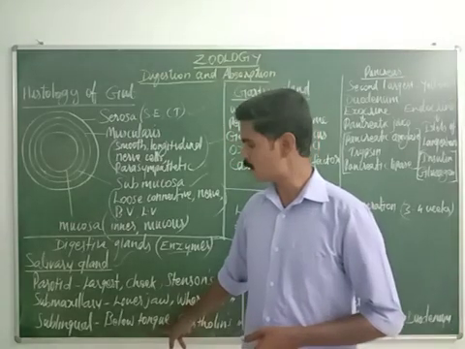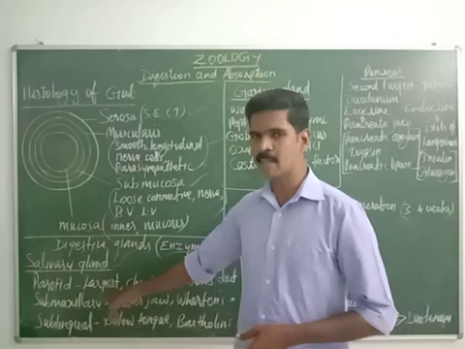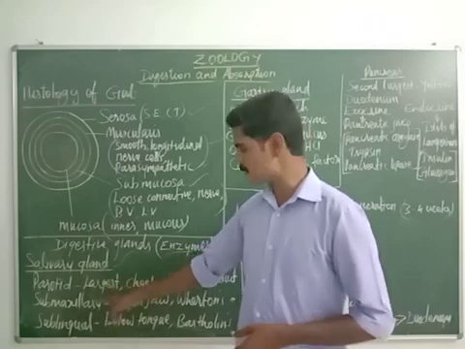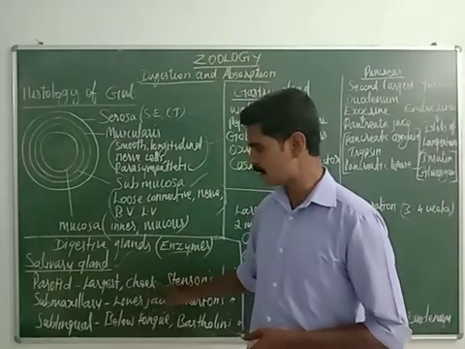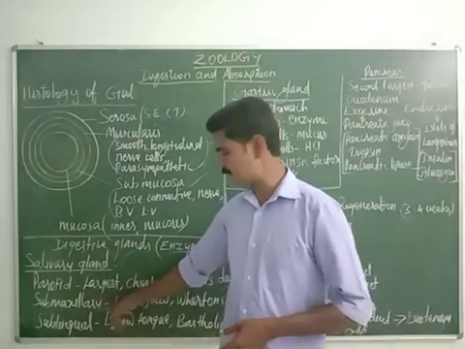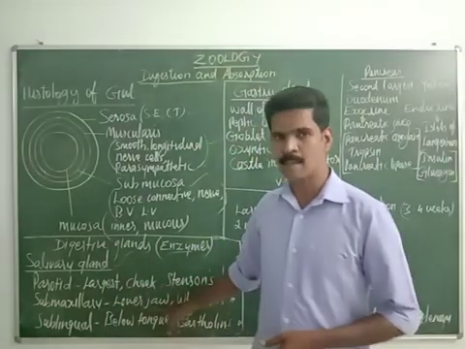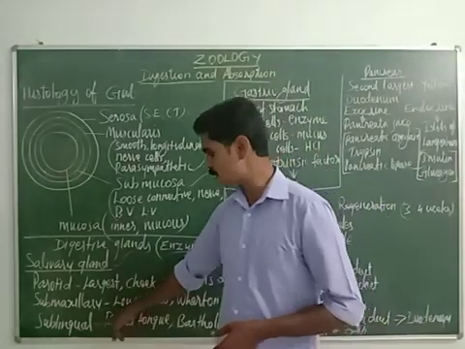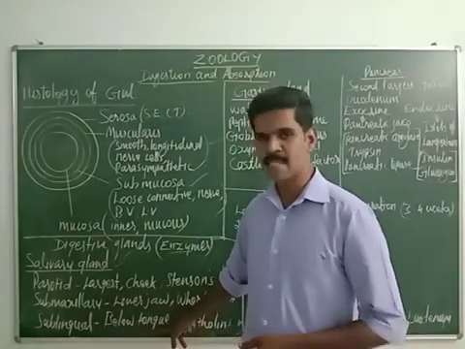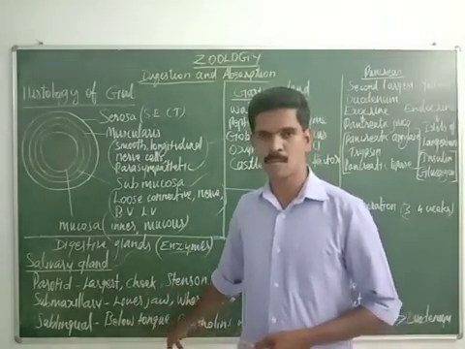So there are three pairs of salivary glands. The first gland is the parotid gland, the largest salivary gland, present in the cheek region. The second is the submaxillary gland, present in the lower jaw. The next is the sublingual gland, present below the tongue. Hope you have understood these points.